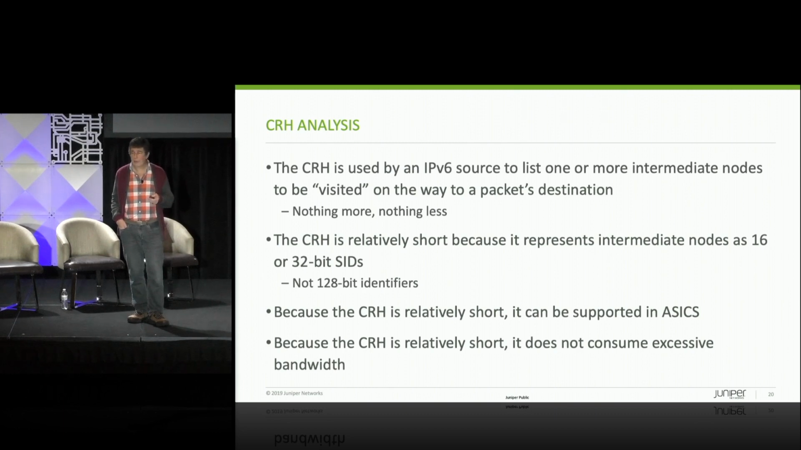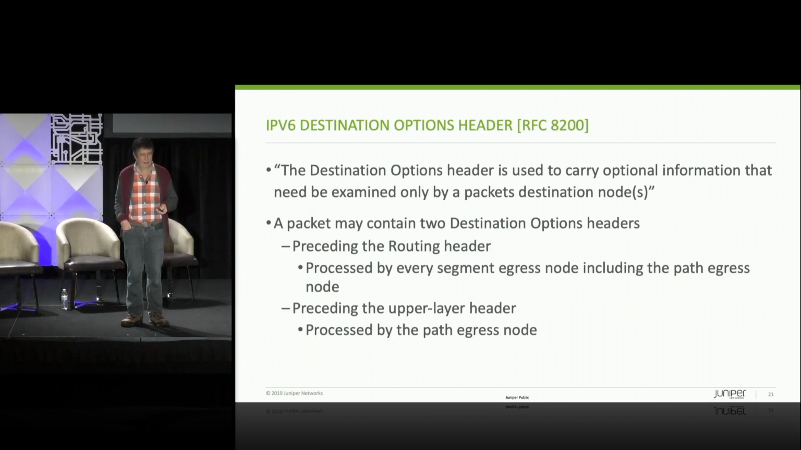Well, we've compressed the routing header, so you can fit a fairly long path into 24 bytes of routing header. This is ASIC friendly, and it doesn't consume lots and lots of bandwidth. And by the way, that's one of the big differences between SRv6 Plus and SRv6. One of SRv6 Plus's biggest selling points is this compressed routing header.